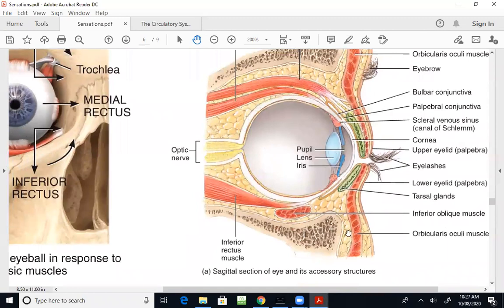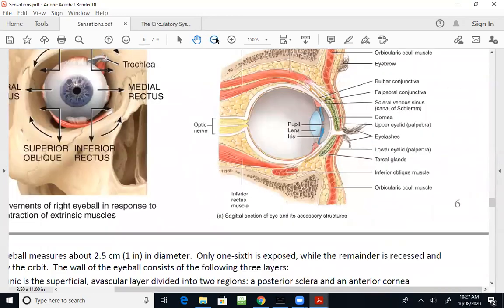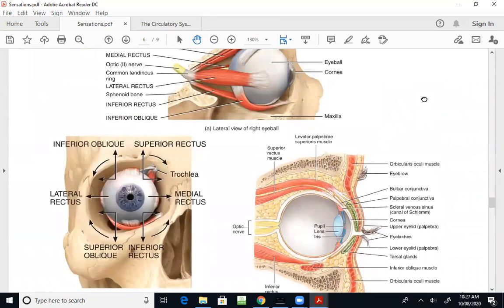This is a sagittal section, so we're looking at half of the eyeball once it's been cut in half from front to back, where we can see some of those muscles. Really, I only included it because it was in your textbook. It's not really the most important image. I'm not going to worry about this image.